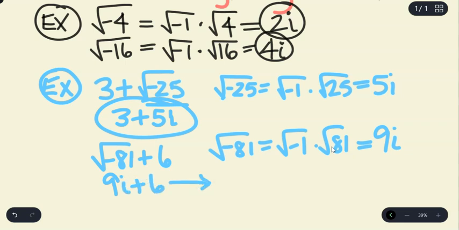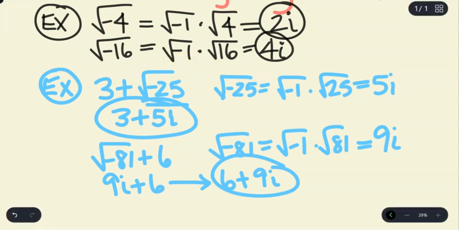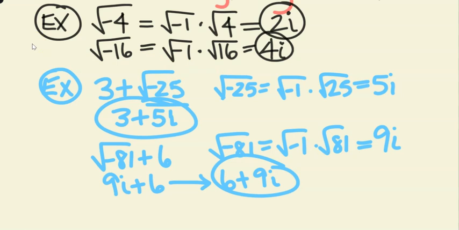Well, the proper way to write a complex number is to have the imaginary term second. So I'm then going to just flip it around, and I have 6 plus 9i. So that is how you create a complex number from an imaginary number and a real number. Remember, you have a real component and you have an imaginary component.